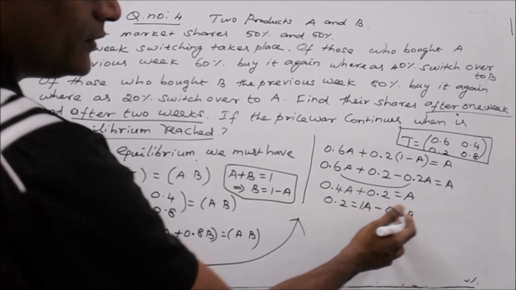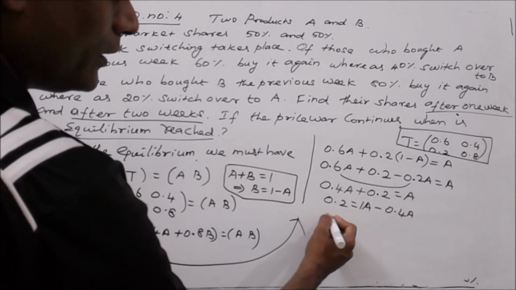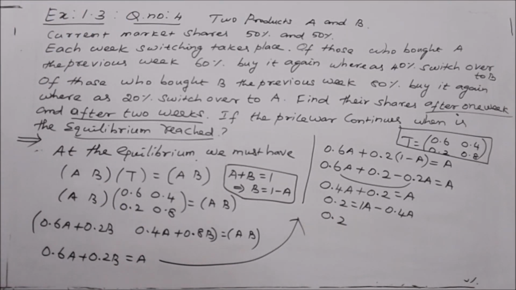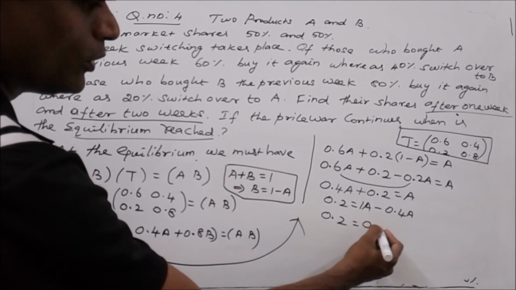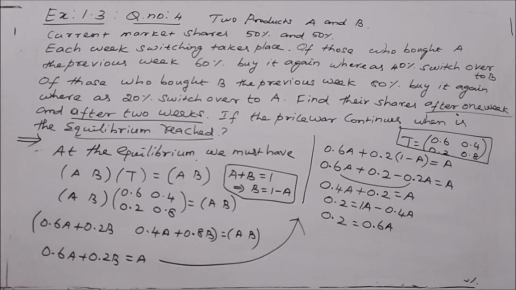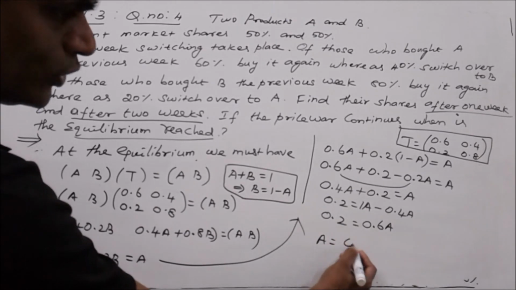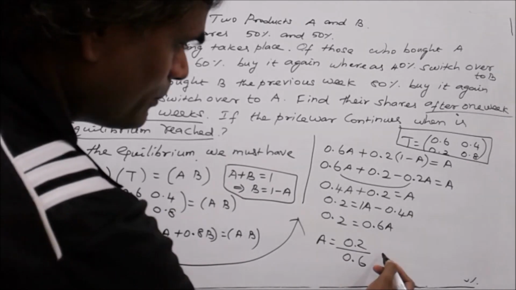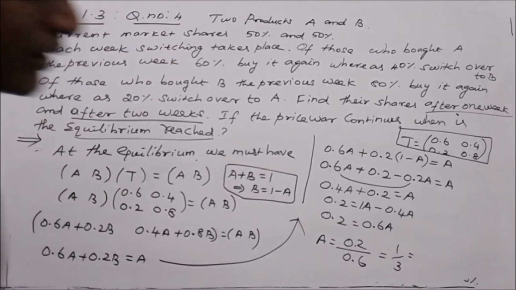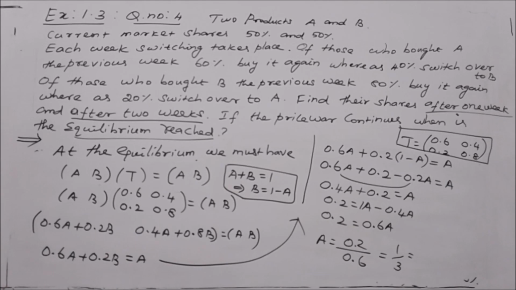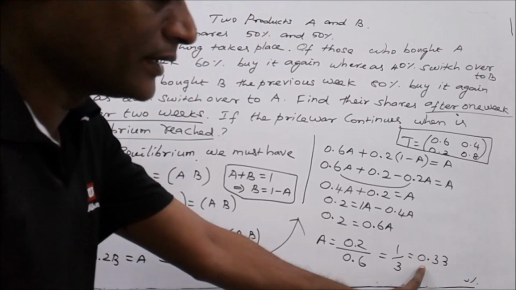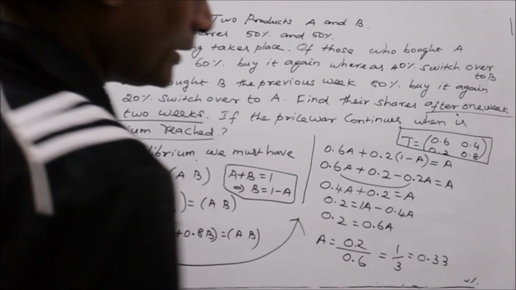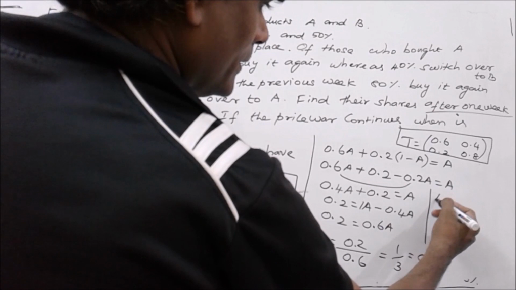A means 1A, and this is 0.4A. Subtracting, we have 0.2 equal to 0.6A. Here A equals 0.2 divided by 0.6, that is equal to 1 by 3, which is approximately 0.333. You can take 0.33, so A equals 0.33.